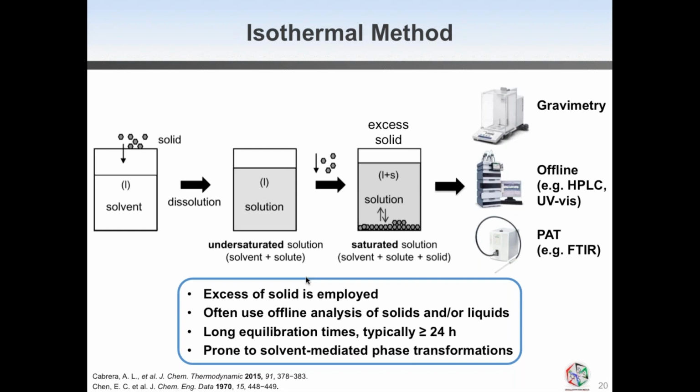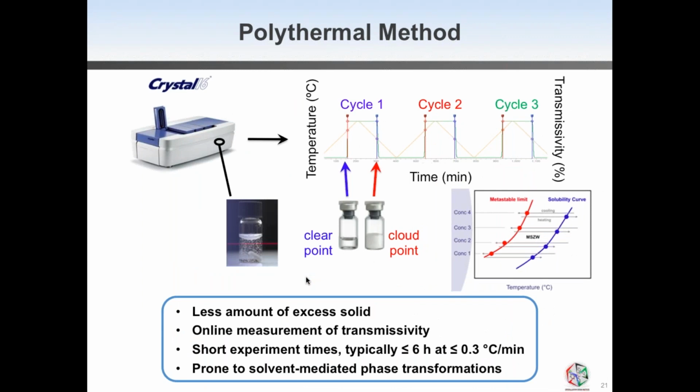On the other hand, the polythermal method, highlighted here through the use of the Crystal 16, also employs a saturated solution at the beginning of each cycle. The small volume of the reactor allows us to minimize the excess of the solute needed to generate saturation. At the beginning of the heating cycle, the solution is saturated, and thus the turbidity measured by the system is low. As the temperature increases throughout the heating cycle, we are able to detect the clear point, which defines the temperature at which, for a particular concentration, we reach saturation. We can repeat this measurement using different starting concentrations to generate the solubility curve.